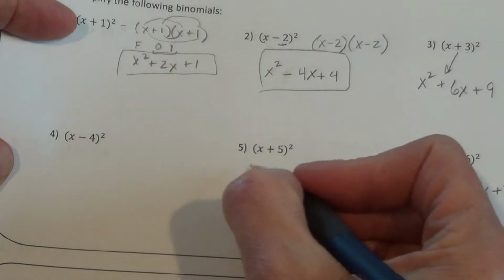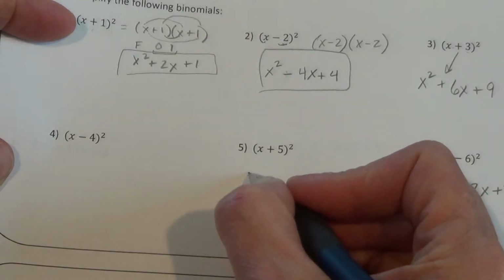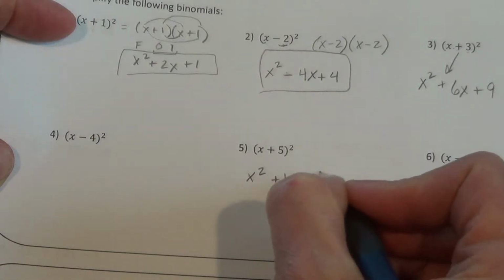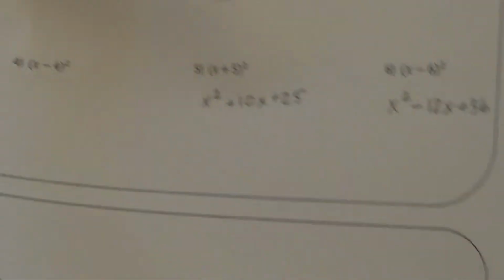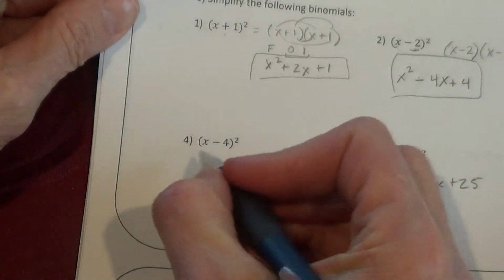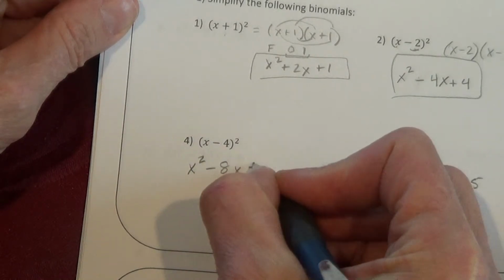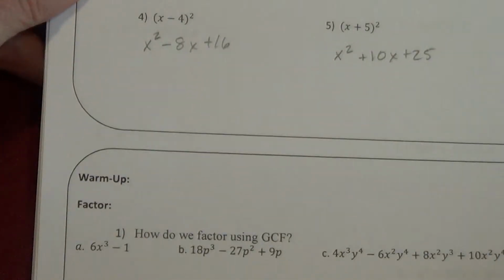Here we have x plus 5. Go ahead and turn off the video and find your answer, and then see if you get the same as what I get. Okay, and the last one is x squared minus 8x plus 16. Okay, those are the warm-ups.